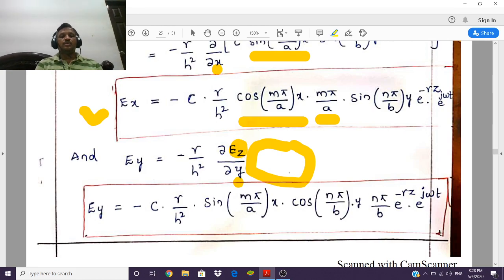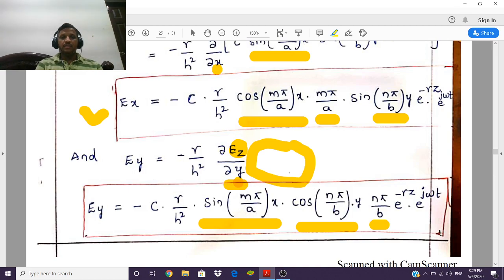What you have to do is just put this value of Ez there. The original Ez is C into sine(mπ/a x) into sine(nπ/b y) into e^(-γz) into e^(jωt). But here, as the differentiation is with respect to y, only this y term will be differentiated. That sine(nπ/b y) will become cos(nπ/b y) into nπ/b, and this will be the sine term, and minus C into gamma by h square into e^(-γz) e^(jωt) will be as it is.